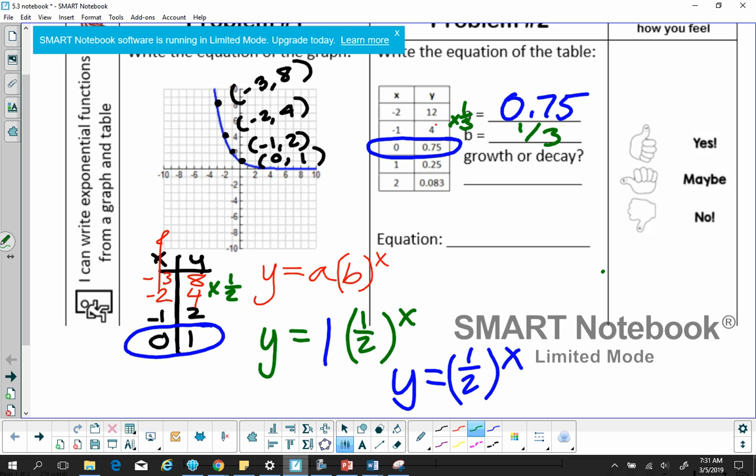So would that be growth or decay? Decay. Since this number is less than 1, it would be decay. So who can give me my equation? Y equals 0.75 parentheses x.